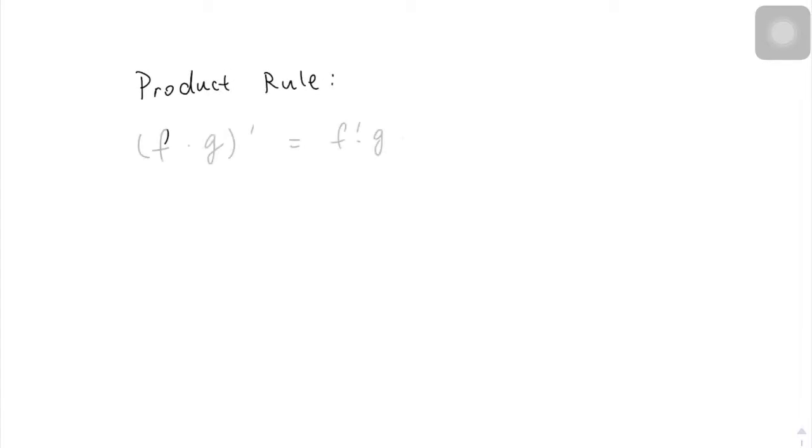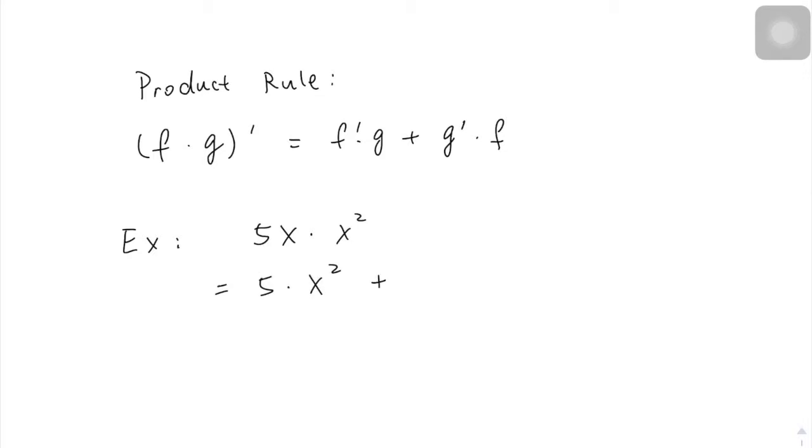Besides the power rule, we need to know the product rule and quotient rule. The definition of the product rule is that (fg) prime equals f prime g plus g prime f. Let's see an example. We take the derivative of 5x, which equals 5, and then copy the x squared, add the derivative of x squared, which is 2x, and then copy the 5x. Then we know the answer, and just simplify it.